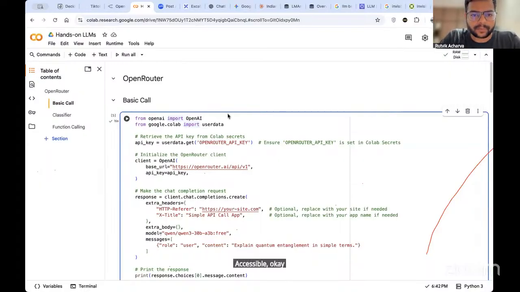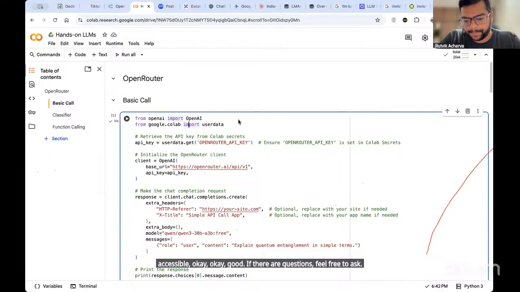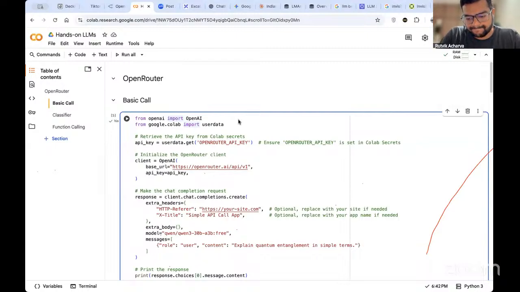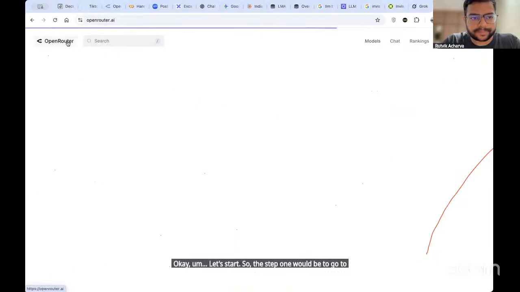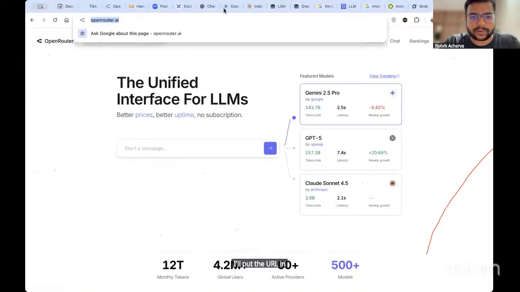Accessible. Okay. Okay. Good. If there are questions, feel free to ask. Okay. Let's start. So step one would be to go to OpenRouter. I'll put the URL in the chat also.